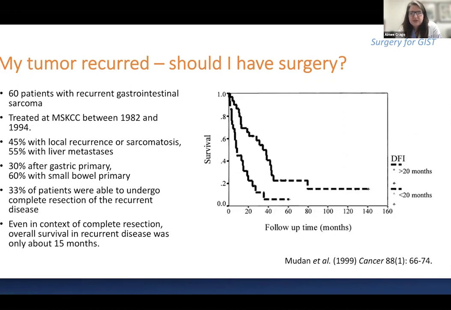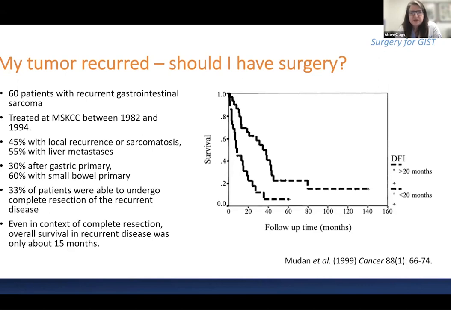And historically, the answer, before we had imatinib, was no. So this was a study of 60 patients with recurrent, at the time, what it was called was gastrointestinal sarcoma. And you can see that outcomes were relatively poor when we used surgery alone to try and control disease. So these patients had resection of metastatic GIST, and you can see even at 20 months, so less than 2 years, over half of patients had died from their disease. This is very different than what we see now, where even without surgery, patients with metastatic disease can live for years because of imatinib.